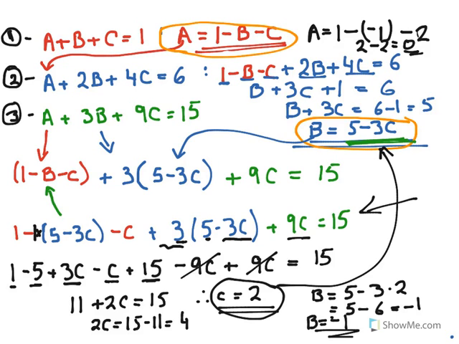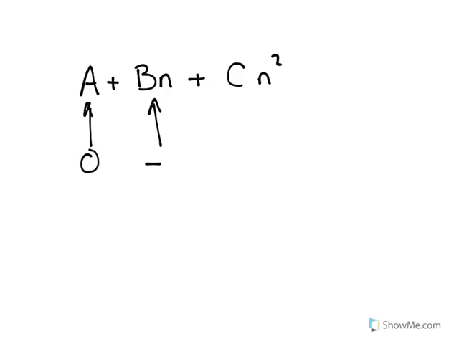So our equation is going to be of the form a plus bn plus cn squared. We now know that a is 0. We know that b is minus 1. And we know that c is 2. So our equation is going to have the form of 0 plus n times minus 1 plus 2n squared. Let's rearrange this equation.